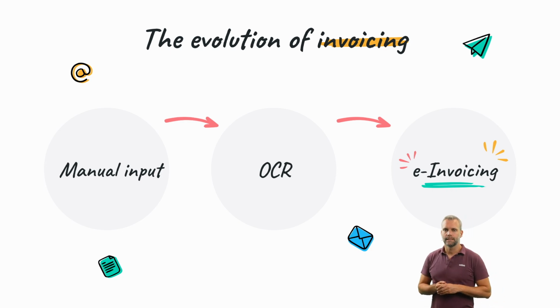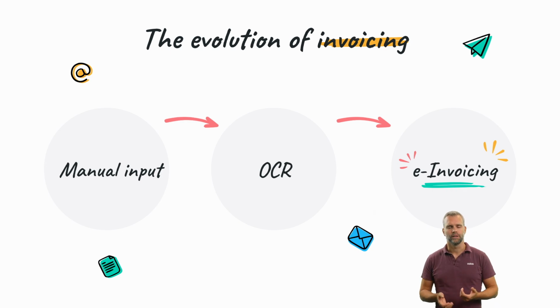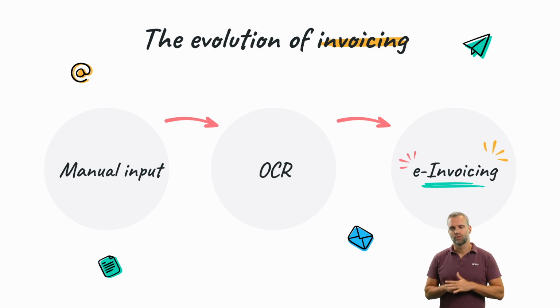But before we do that, just the evolution of invoicing. Before, obviously, we had to create our invoices manually, and you had to input the name of your client and the products and so on. Then we moved on to OCR, where you could digitize your PDF invoices by sending them through the OCR, and Odoo would pick up all the information by scanning the document. And now the next step, obviously, is e-invoicing, and that's the topic of this video.